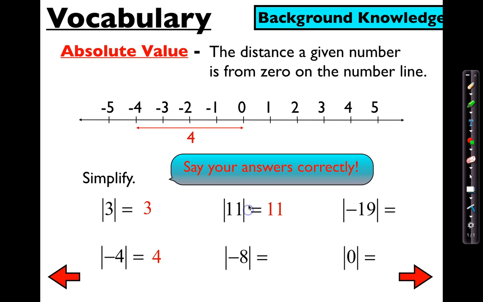So here, the absolute value of 11 is 11. The absolute value of negative 8 is 8. The absolute value of negative 19 is 19. And of course, the absolute value of 0. How far is 0 from 0?